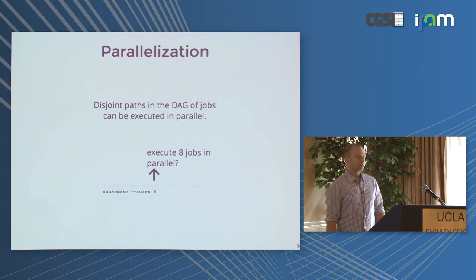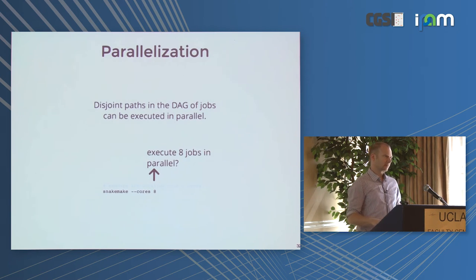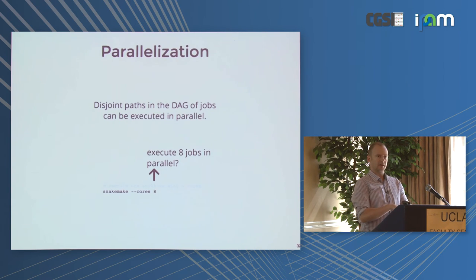You have parallelization, for example. You have a cluster, say, or a machine that has several cores, and you would like to make proper use of the cores. You can just type snakemake --cores 8, and then the workflow will be executed on at most 8 cores. Yeah?